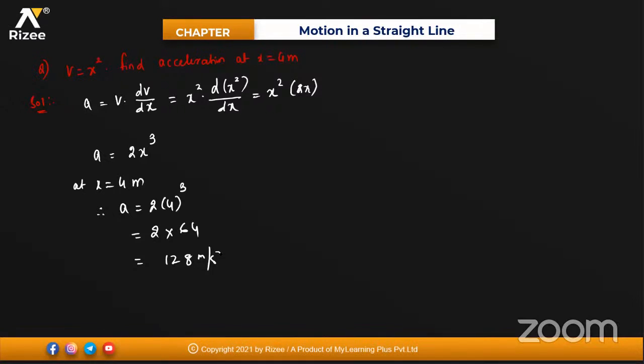Yes, sir. So when velocity is given as a function of x, then we need to use the formula a = v dv/dx.